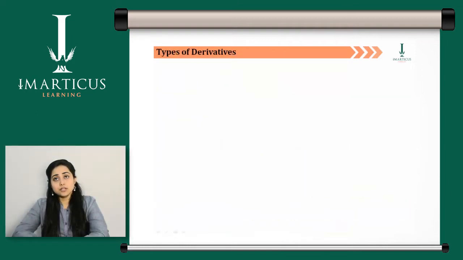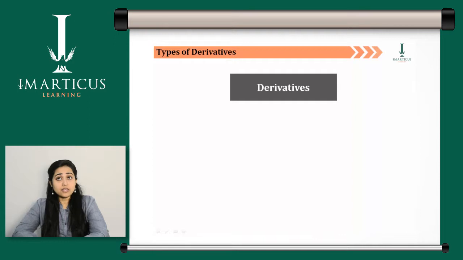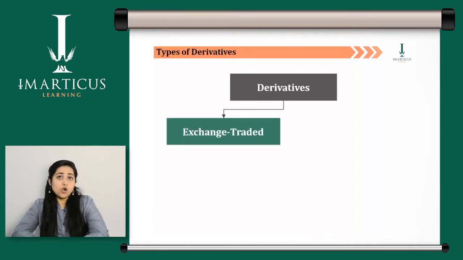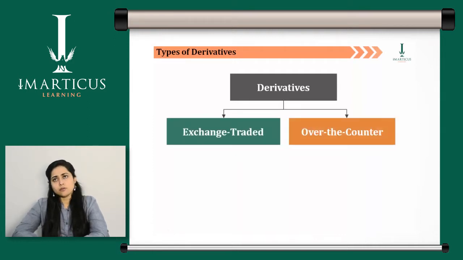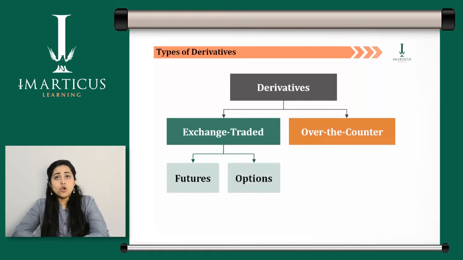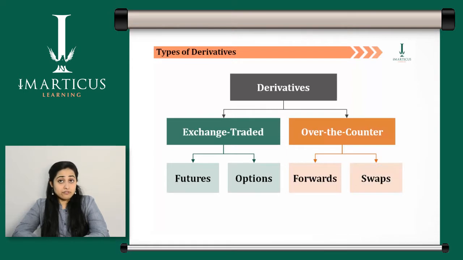As we learned, derivatives are traded either on organized exchange or in over-the-counter or OTC markets. Exchange-traded derivatives are mainly of two types: futures and options. Over-the-counter derivatives are also of two types: forwards and swaps. We will study the four types of derivatives in much greater detail in the next couple of modules. For now, here is a brief introduction to each type.